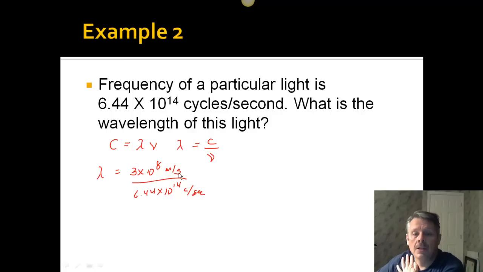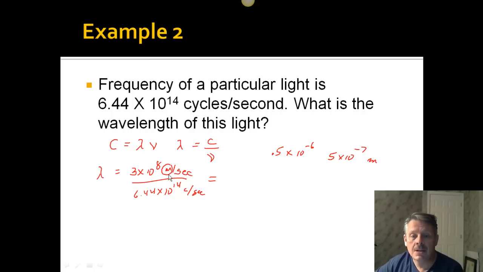Well, if I look at my units here, I've got seconds on the bottom here and seconds on the bottom here, so they're going to cancel. So I'll be left with meters per cycle, which certainly sounds like wavelength to me. And I'm going to estimate first, 3 divided by 6 is about 1/2, so that's 0.5. And the 8 minus the 14 is going to be a minus 6, times 10 to the minus 6th, which means this is going to be 5 times 10. I made that number bigger, got to make that one smaller. So it's about 5 times 10 to the minus 7th, and it's going to be meters, because it's meters per cycle. Notice my units here are meters.